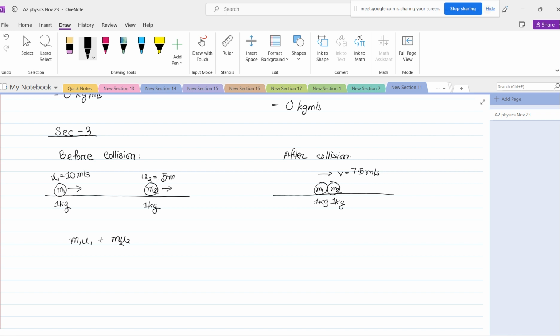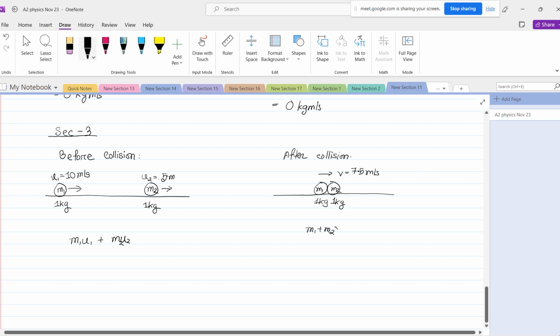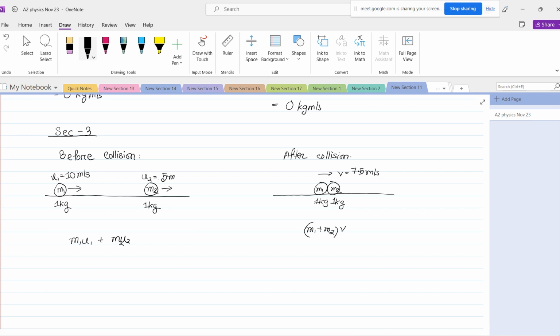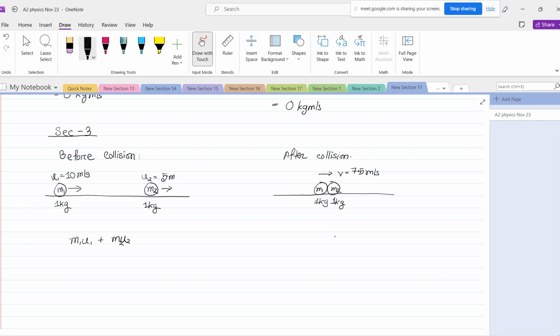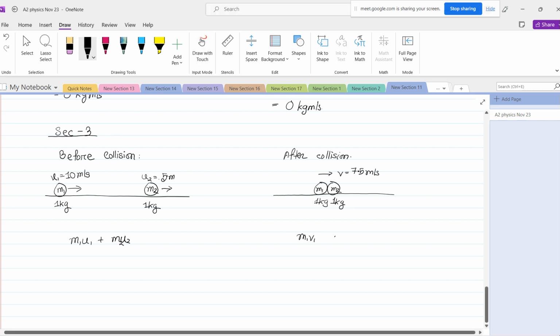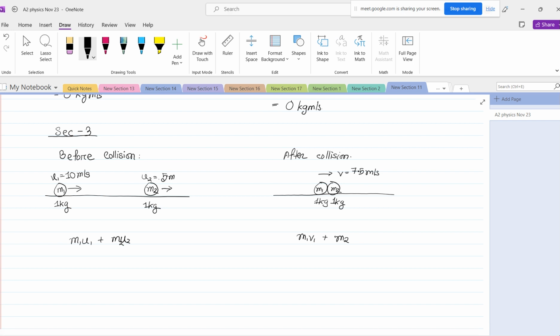So the before collision entire equation would look like this, but after collision it will look like m1 plus m2, and the entire thing would be multiplied with just one single velocity because after collision both the particles combine together, so their masses will be added together and there is one velocity for both, right? You can obviously write it separately like this, like our previous one, m1 v1 plus m2 v2, because the velocity is going to be same, right?